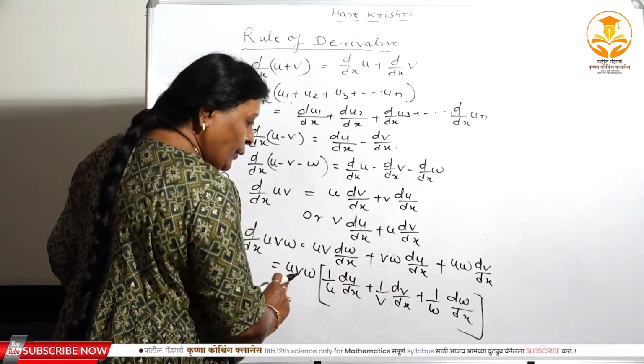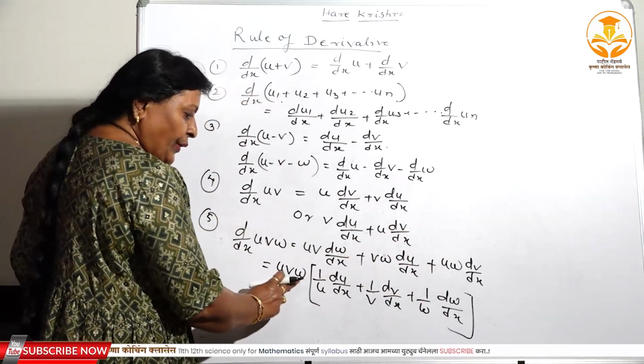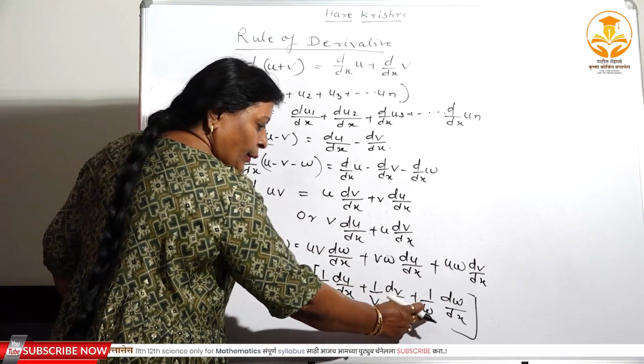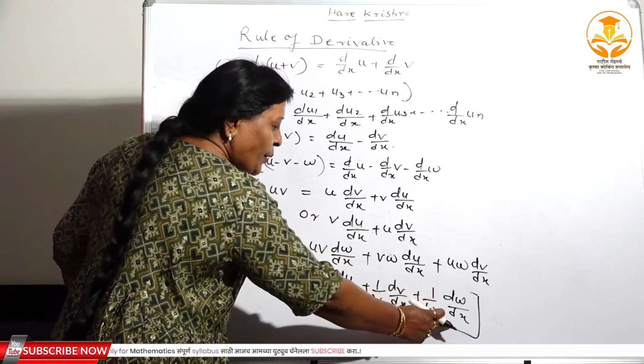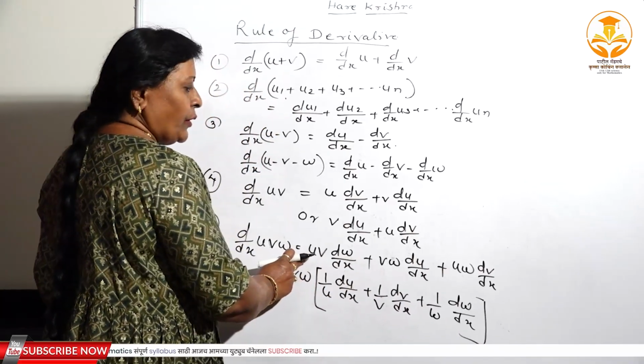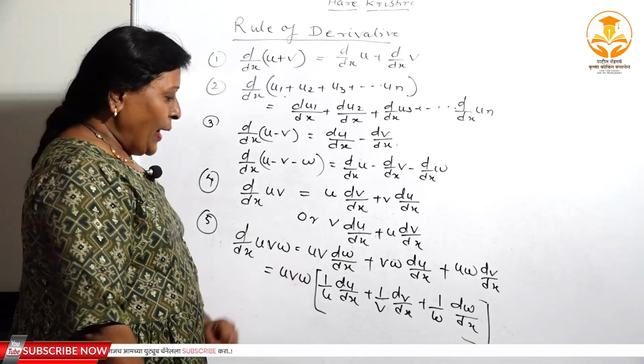Here UW into dV by dx, the third term you have got. Again UVW into 1 by W, the W's cancel, again you will get UV into dW divided by dx, the first term you have got, right? Therefore this theorem or this rule you can apply like this.